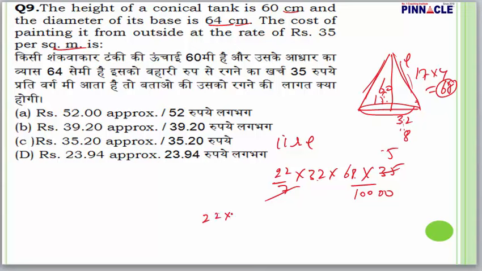22 into 30 into 70 into 5. Now it is easy to calculate. 154 and then 15. It should be around 22, 23. 23 is equal to this. Answer is D. Next question, question number 10.